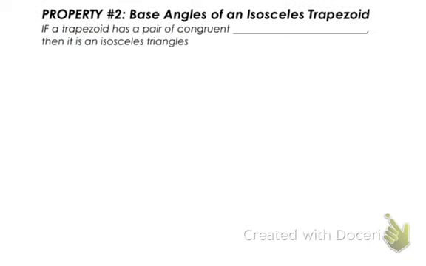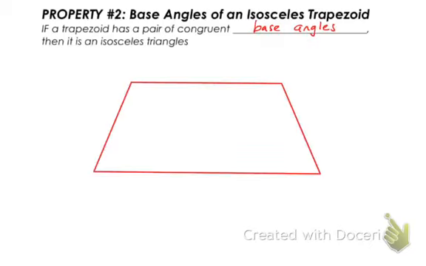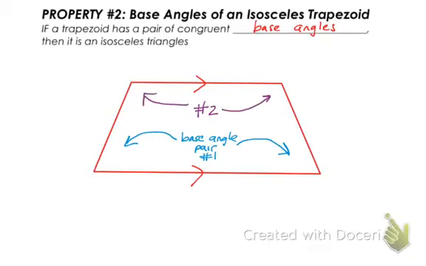Another property about the base angles of an isosceles trapezoid is that if a trapezoid has a pair of congruent base angles, then we know it's an isosceles trapezoid. So let's draw our trapezoid. Okay. So then our base angle pair, number 1, are located on the bottom, and then we have another pair located on the top. So if we have a trapezoid where we know that the base angle pairs are congruent, so the two bottom ones are congruent to each other, and the two top ones are congruent to each other, then we know it's an isosceles trapezoid.